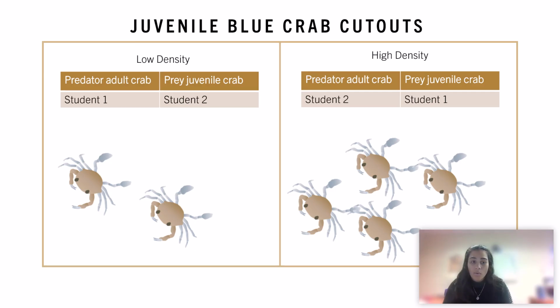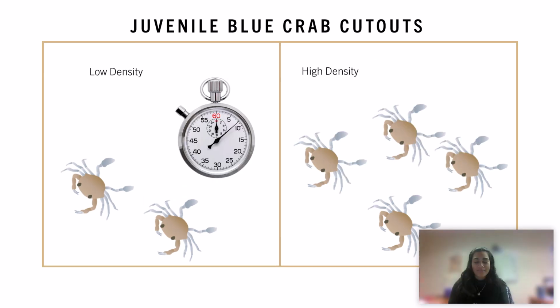Prey are going to always be the ones to scatter the blue crab cutouts for the predators to then go ahead and collect. Make sure that all predators have their eyes closed while the prey are scattering the cutouts. Then, send the predators out one at a time to collect as many as they can.